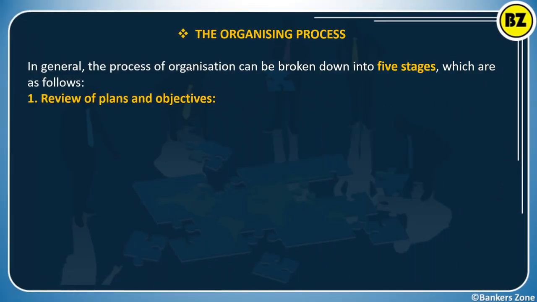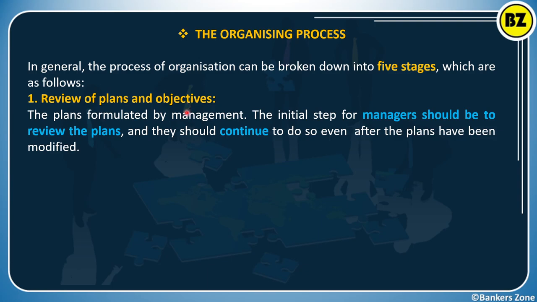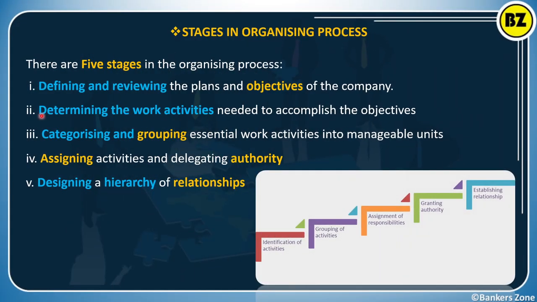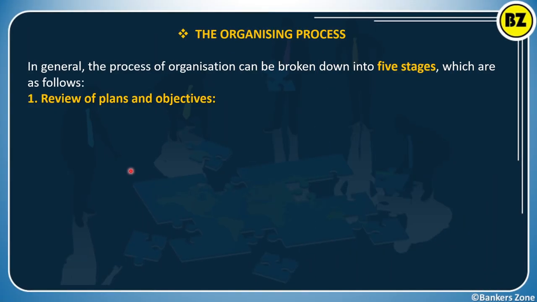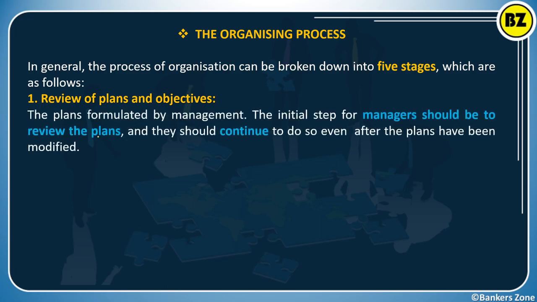Now, organizing process. In general, the process of organization can be broken down into five stages, which include review of the plan. One by one we have to discuss them, so for these five things we have put them in summary form. Now one by one we will discuss. First is reviewing the plan and objective. The plans are formulated by management. The initial step for the manager should be to review the plan, and they should continue to do so even if the plans have been modified.